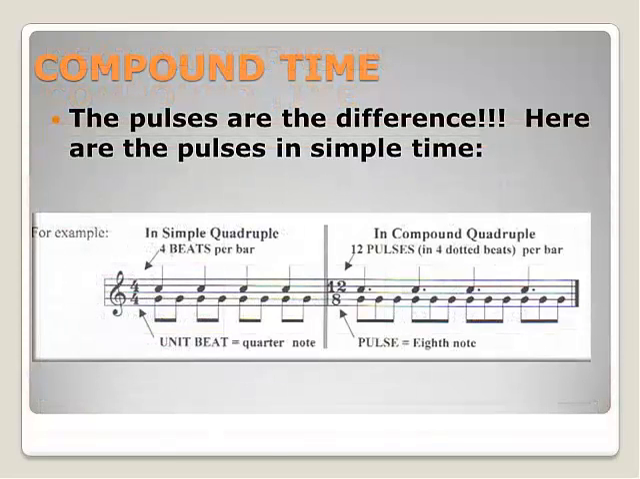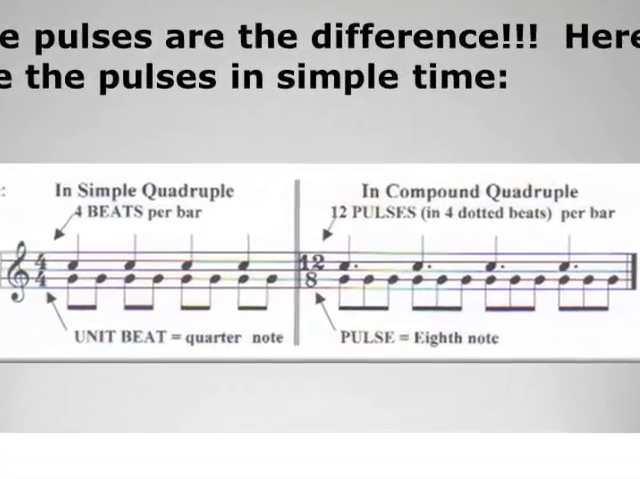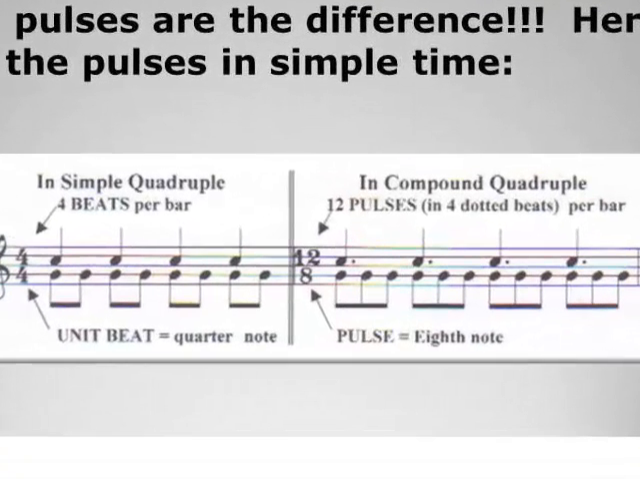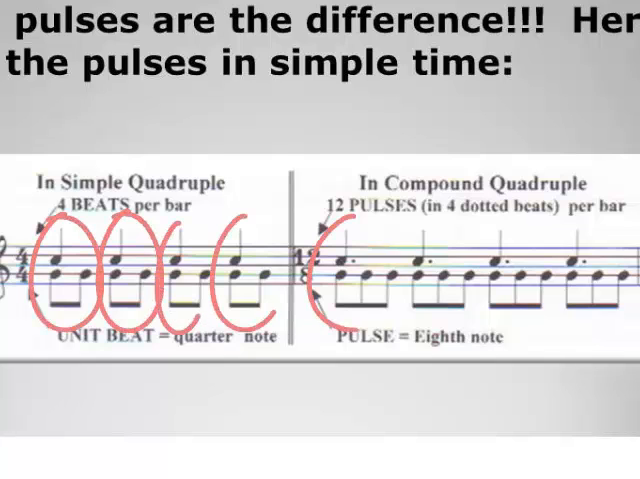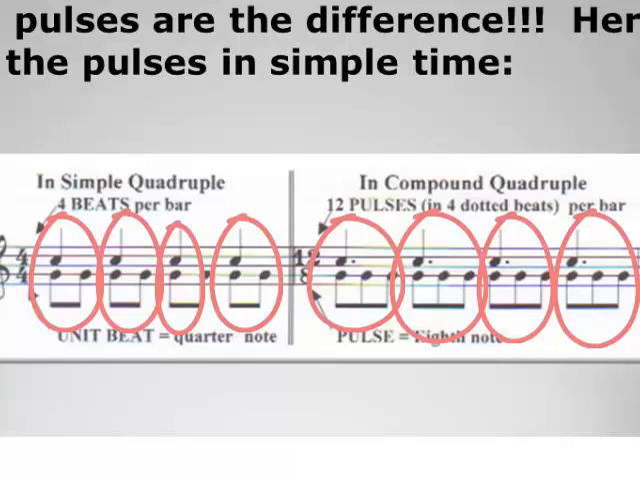Let's review how compound and simple time signatures are written. In simple time, the top number always tells us how many beats are in each measure. In compound time, the top number is telling us the number of pulses in each measure. We must always be aware that our unit beat is found by grouping our pulses in 3s in compound time. When you do this, you'll discover that whether you're in simple or compound time, you'll have the same number of unit beats in each measure.